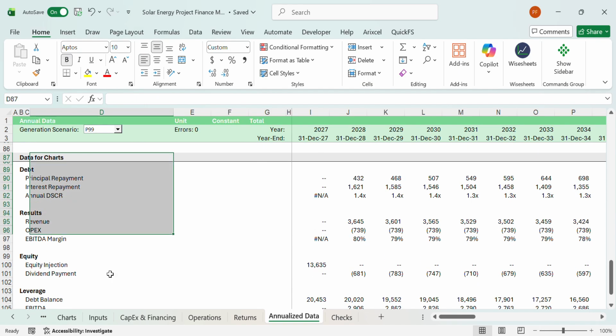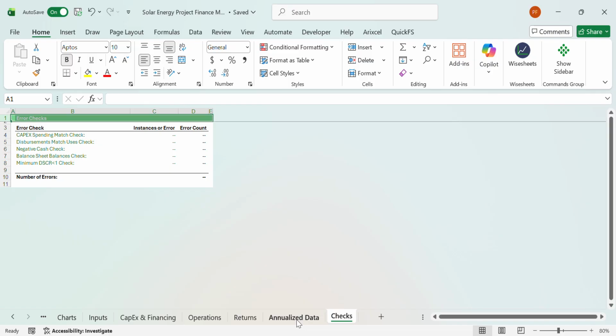And then this is data for charts that we've already covered here. Then the checks tab is just checking whether there is any error in the model. In this case, there are none.